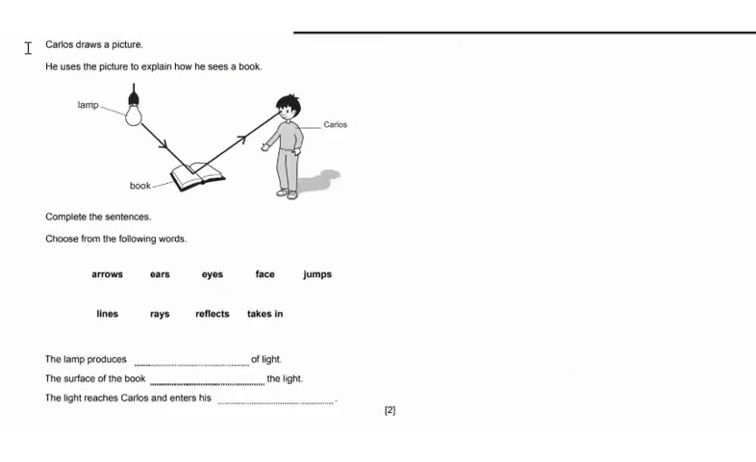Next question. Carlos draws a picture. He uses the picture to explain how he sees a book. Lamp, book, and Carlos. This is the eye part. Complete the sentences. Choose from the following words: arrows, ears, eyes, face, jumps, lines, rays, reflects, and takes in. The lamp produces blank of light. The surface of the book blank. The light reaches Carlos and enters his blank. 30 seconds from now.